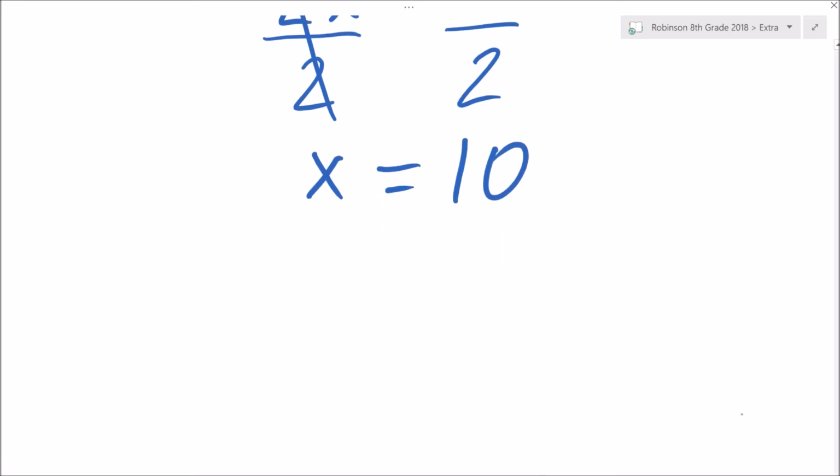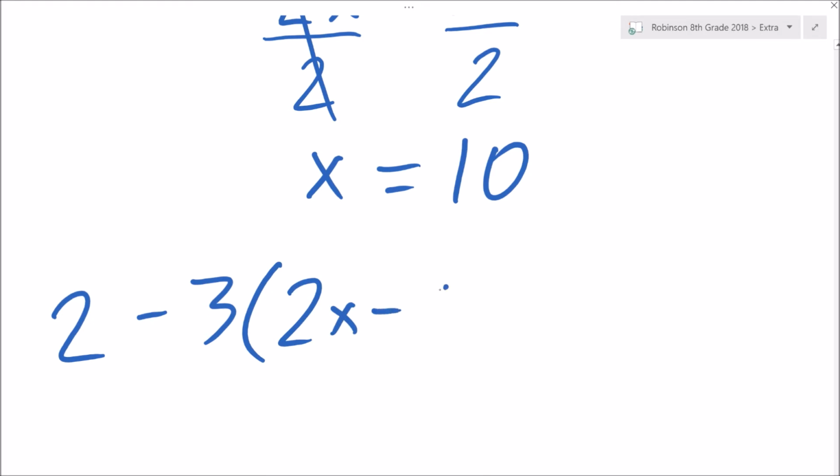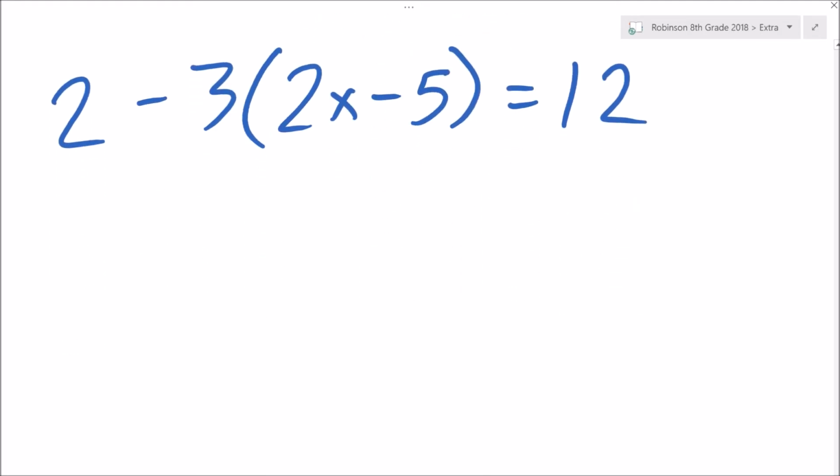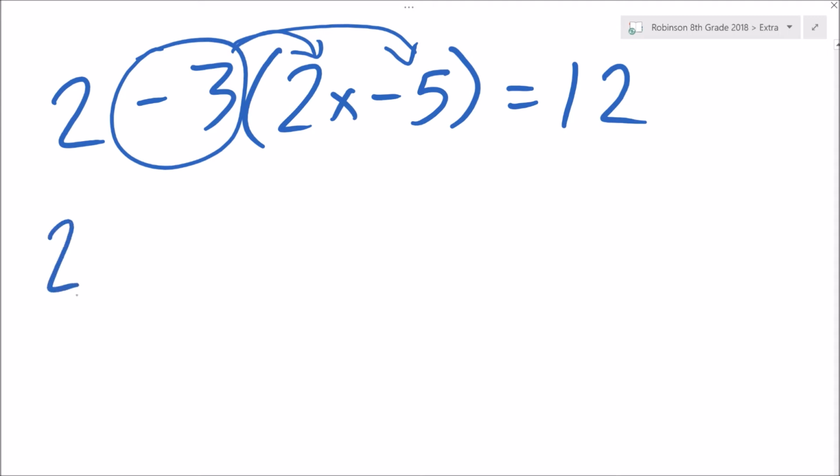For a second example, we could have 2 minus 3 times the quantity of 2x minus 5 equal to 12. So there's a lot going on here. Okay, the first thing we need to realize is that this will count as a negative 3 being multiplied in there. So I'm going to circle the negative and the 3 and draw my multiplication lines here. I still have this 2 out front.